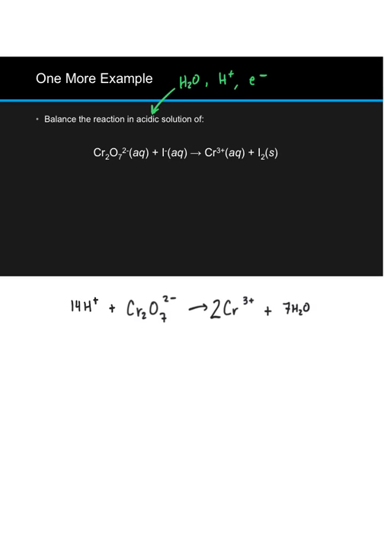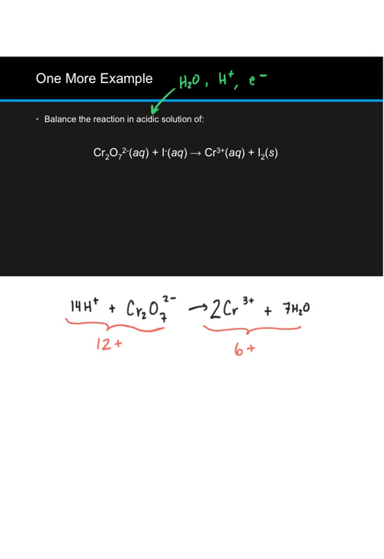As it stands right now, the left-hand side has 14 positive charges from hydrogens and 2 negative charges from dichromate, for a total of 12 positive charges. And the right-hand side has 3 positive charges from each chromium, and there are 2 chromiums. So there are a total of 6 positive charges on the right-hand side. The numbers of atoms are balanced, but the charges are not.